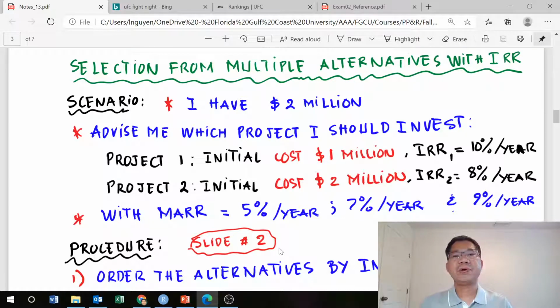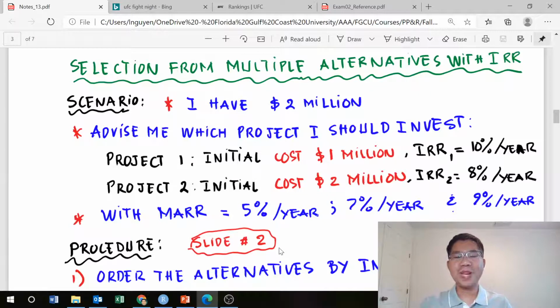In this lesson video, we want to compare multiple alternatives. When I say multiple alternatives, it means two or more, with the IRR, internal rate of return analysis. Before I get to the procedure to do the IRR analysis with multiple alternatives, I give one scenario.